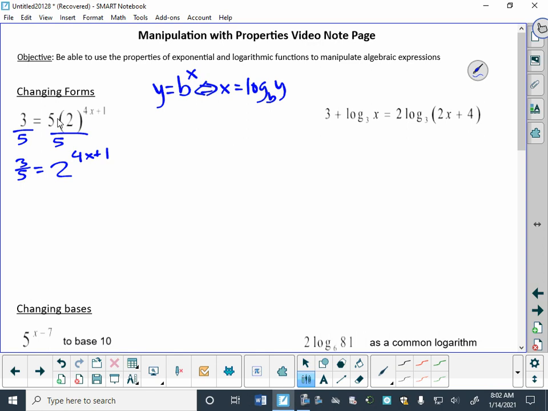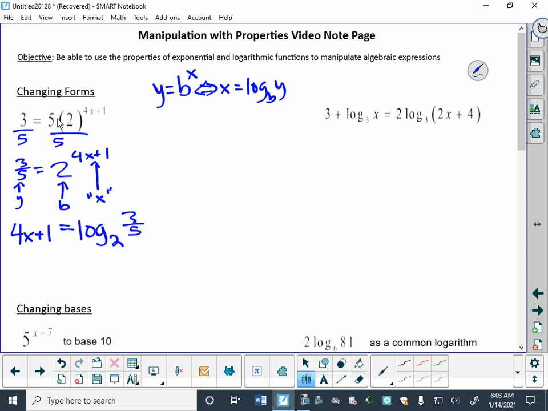This now does look a little bit more like it. I can identify everything in here. I can say that this is the y, and the 2 is the b, and this up here is the x. And so rewriting in its logarithmic form, it will look like 4x plus 1, that's my x part, is equal to the log base b, which in this case is a 2. We have that common word base between these that really identifies where that goes, of 3/5.